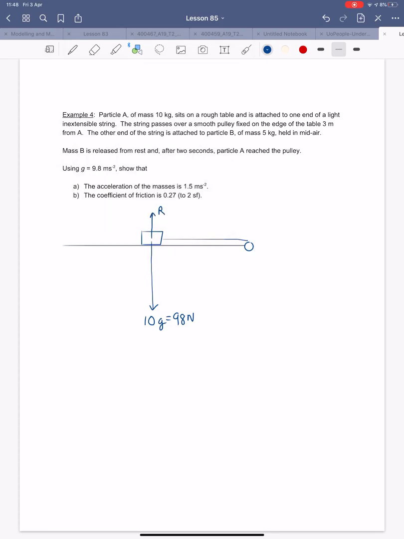Let's just do it. Oh, try and just do it as freehand. It's a bit easier on there. Okay. And then the other end, this is 3 meters.